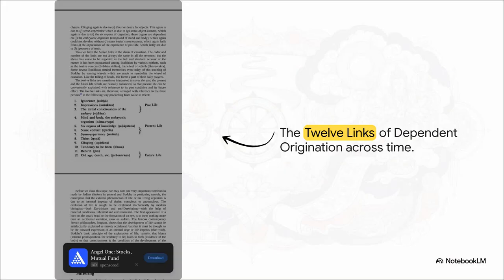Okay, Section 2, the mechanics of suffering and the 12 links. So having established that suffering is the immediate emergency, we arrive at the cause. This is the bhava chakra, the wheel of becoming.